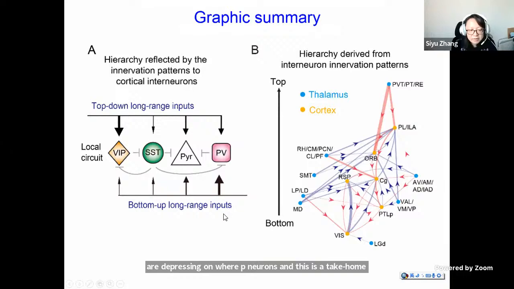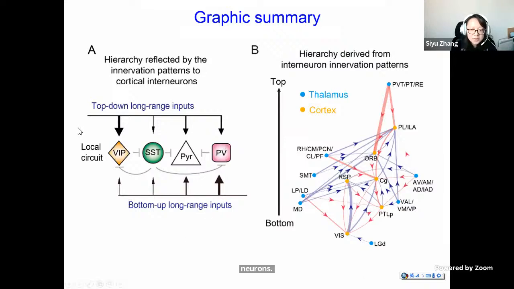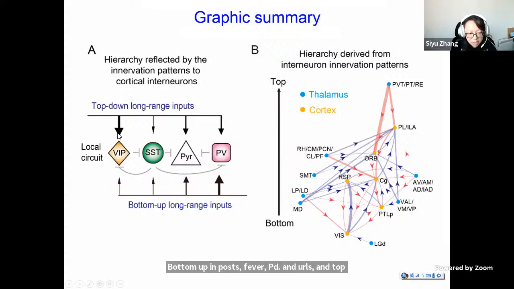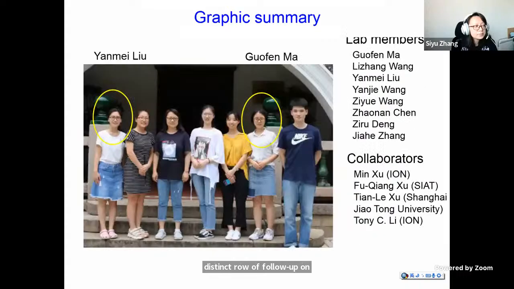Based on the anatomic and physiological data, we obtained a unifying rule for the hierarchical organization of cortical and thalamic connections from their innervation patterns to cortical interneurons. Bottom-up inputs favor PV neurons and top-down inputs prefer VIP neurons. And our model based on this rule generated testable predictions of hierarchical positions for cortical and thalamic areas and provides a basis for understanding the distinctive role of bottom-up and top-down inputs in the brain.